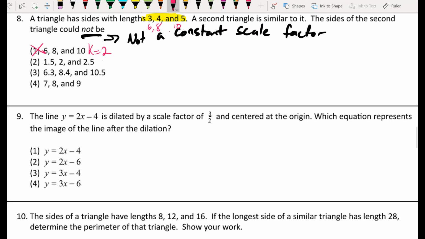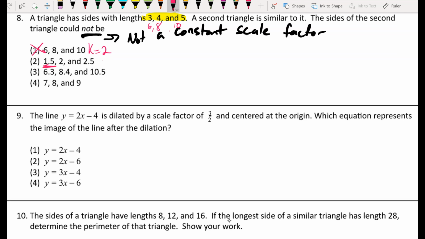Instead, if I half all those sides, I would end up with 1.5 as one length, half of 4 is 2, and half of 5 is 2.5. So if my scale factor was 1/2, that would be consistent. And I'm not really sure for 3. So what I'm going to do is I'm going to divide to see what I get. I'm going to take 6.3, the smallest side there, divide it by the smallest side length of my original triangle. When I do that, I end up getting 2.1. Let me see if that's constant between all of my side lengths.